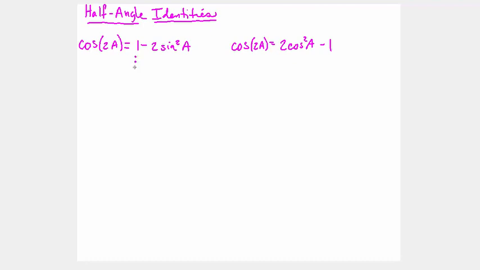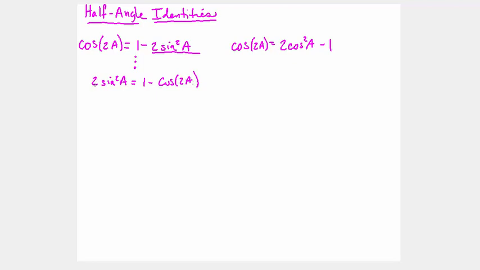Some of the algebra involves a few steps of moving things back and forth, but ultimately I could get this term alone, and I would have 2 sine squared of a equals 1 minus cosine of 2a. I left off a couple of the algebraic steps, but you could try that on paper. It's only a step or two to get 2 sine squared a alone, with 1 minus cosine 2a on the other side.